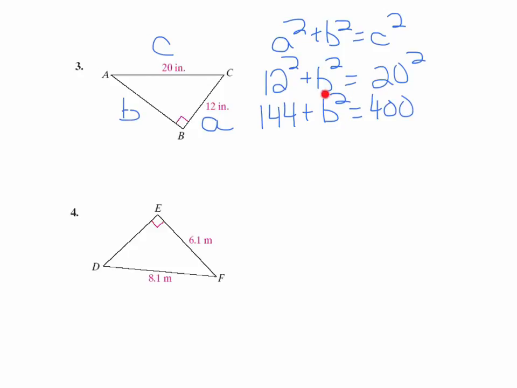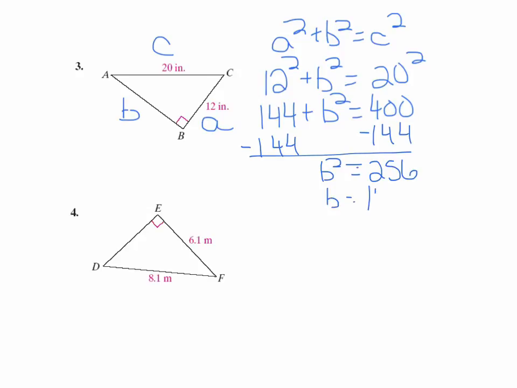Now, I'm trying to isolate B. So I'm trying to isolate this B squared here. I got to get rid of the 144. How am I going to do that? This is easy equation work. Subtract 144 from both sides, and we get B squared is 256. Okay, so if B squared is 256, I take the square root, and B is 16. Okay, so 16 inches since they gave me units.